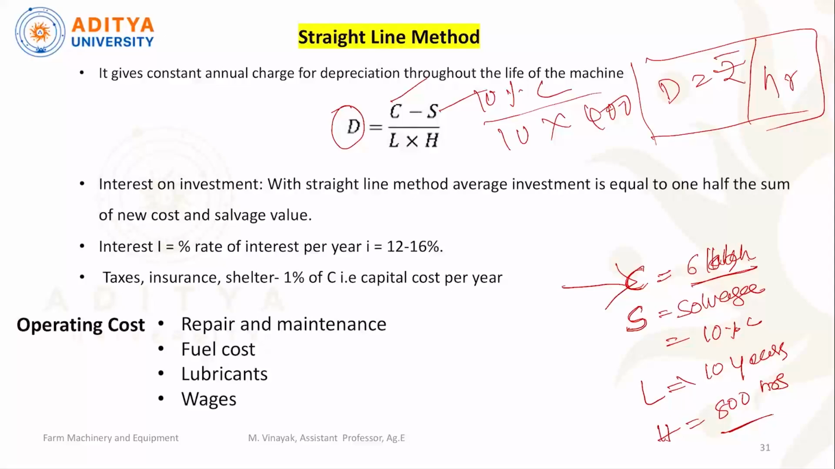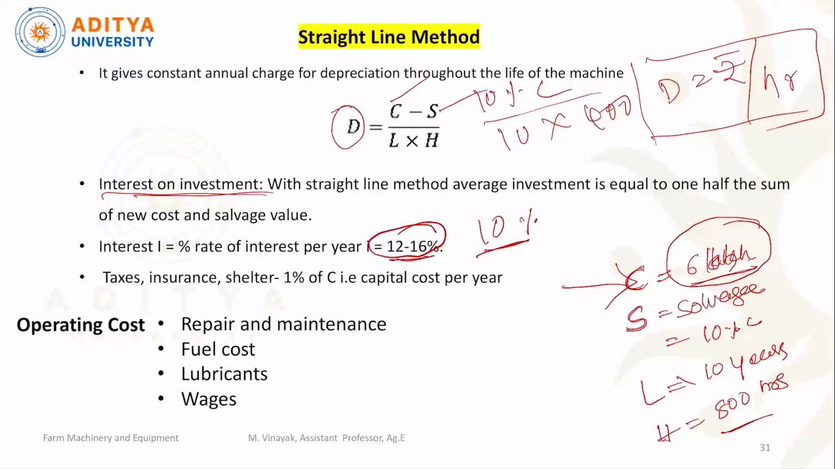Next one is the interest on investment. For the purchase of a tractor, we require 6 lakhs. The farmer cannot bear the 6 lakhs amount, so they need to borrow some money with interest. That is considered 10 percentage interest rate for the purchase of the farm machine. I equals the percentage of interest rate throughout the year, 12 to 16 here, but most farmers take 10 percentage.